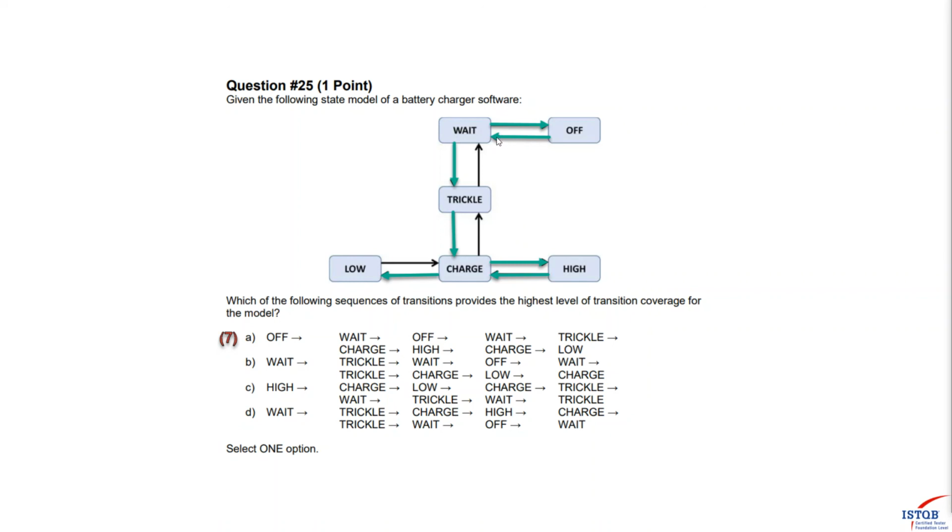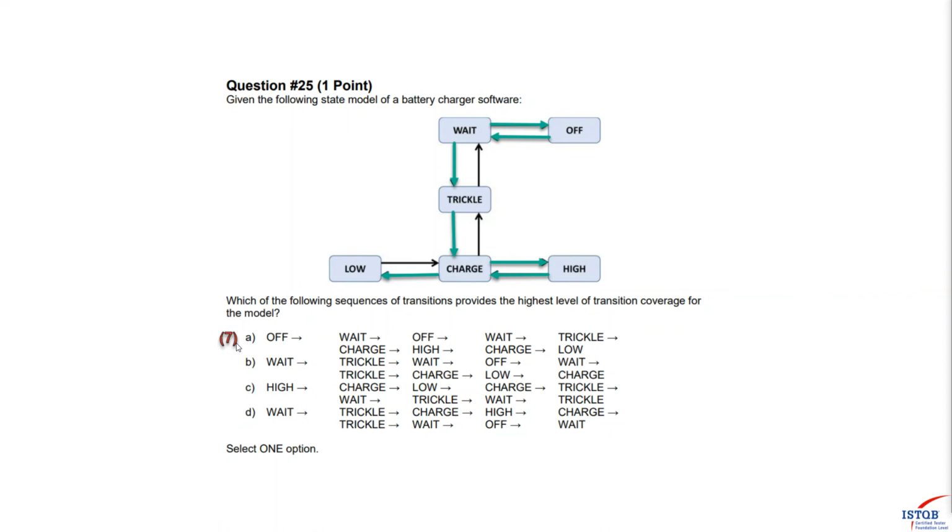Let's check the rest of the transitions. From wait to trickle, from trickle to charge, from high to charge, from charge to low. Each of these transitions has a green arrow on the diagram. If we count these arrows, we can see that we have 7 transitions in total covered by this test.